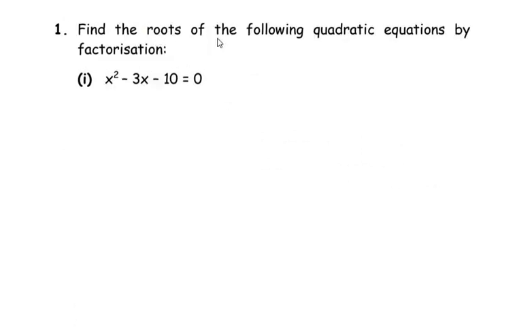Find the roots of the following quadratic equations by factorization. Now under this question we have 5 sub-questions. So the first sub-question is x square minus 3x minus 10 equal to 0.